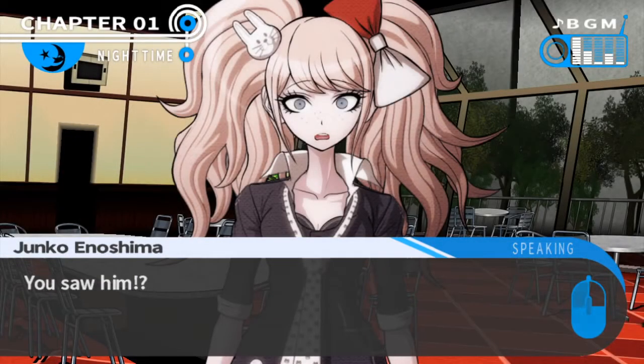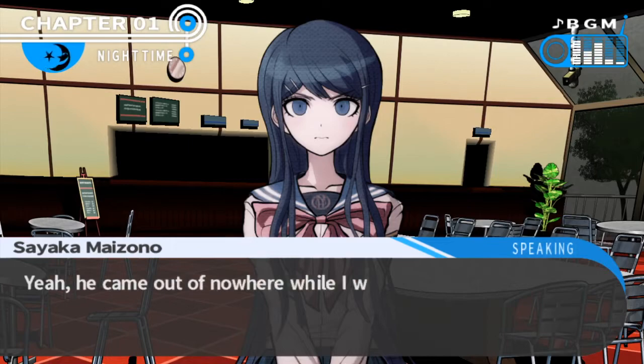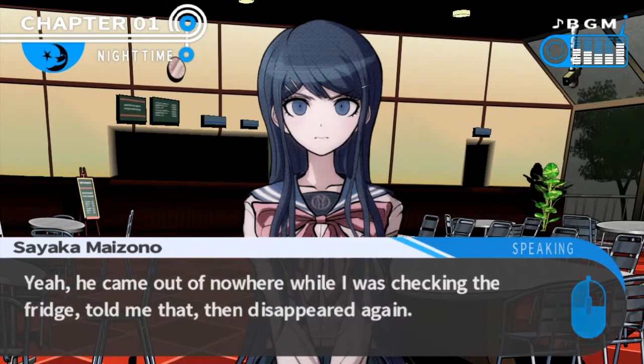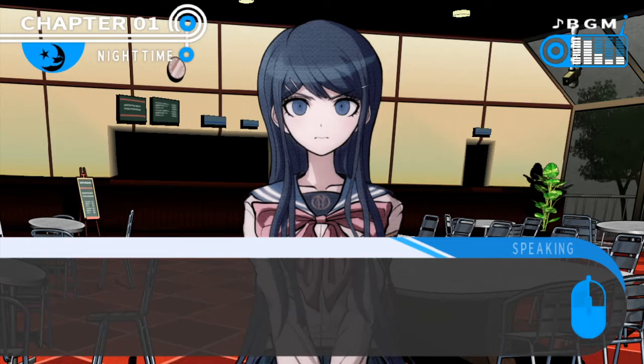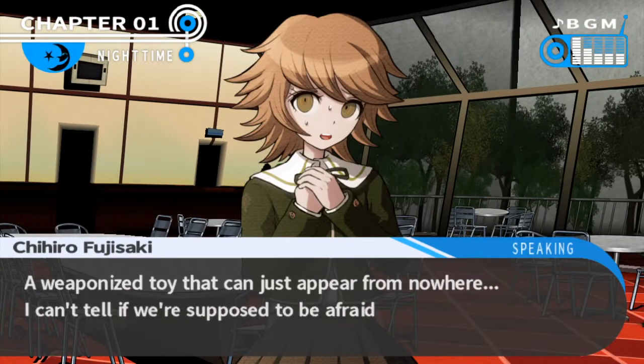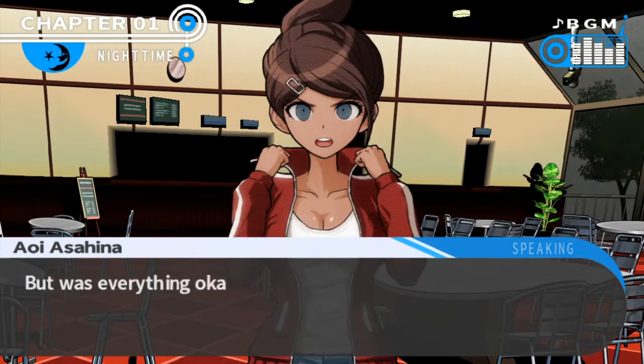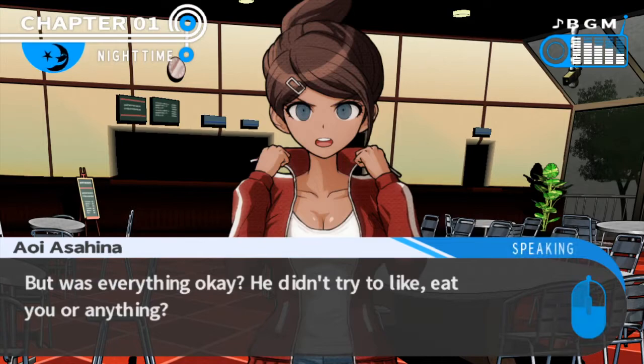Huh? You saw him? Okay. Yeah, he came out of nowhere while I was checking the fridge, told me that, then disappeared again. He was so fast. I can't believe someone could have been moving him around with a remote control. That's... a weaponized toy that can just appear from nowhere? I can't tell if we're supposed to be afraid or not. But... but was everything okay? He didn't try to, like, eat you or anything?